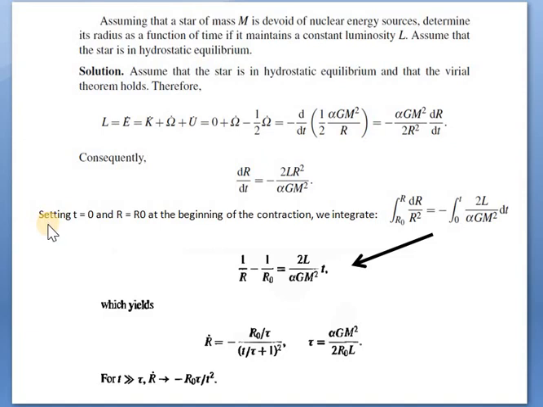Now, setting t equal to 0 and r equal to r0 at the beginning of the contraction, if we do the integration, then we get this form of relationship for the decreasing radius as a function of time, where tau is a sort of time scale. So this is a very interesting question regarding the decrease in radius if luminosity is assumed to be constant and there is no nuclear energy source inside the star.